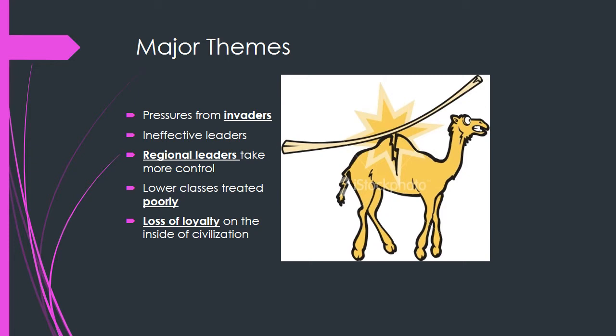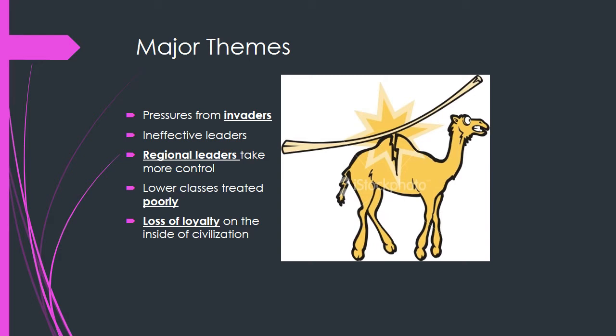In all of our classical civilizations, our lower classes were treated poorly, which led to social unrest and a lot of rebellions from peasants and from slaves, creating instability. And all of these problems resulted in a loss of loyalty from the citizens of the civilization.